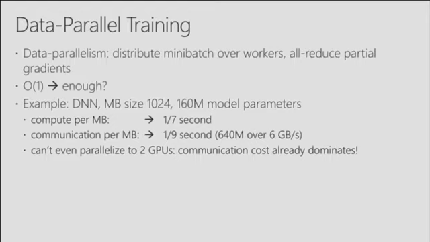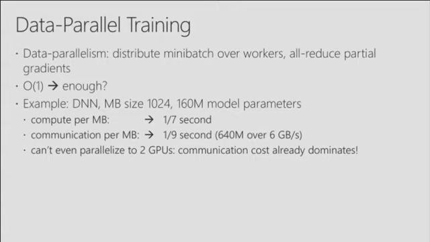However, the amount of data you need to communicate, which essentially includes the gradient, which is the same size as the model, is going to be 640 megabytes. And you're transmitting over PCIe, so 6 gigabytes per second. And so the communication cost per mini batch is about 1/9 of a second.